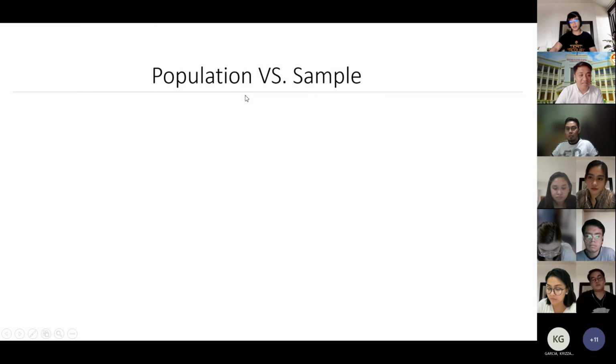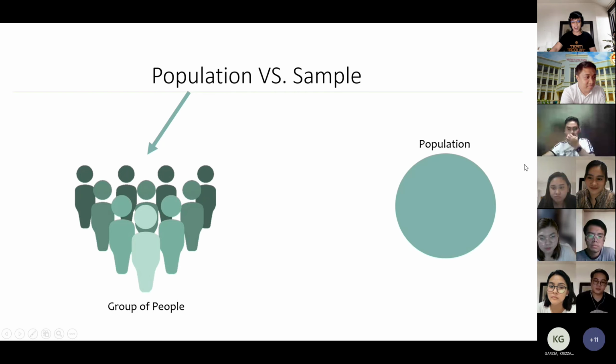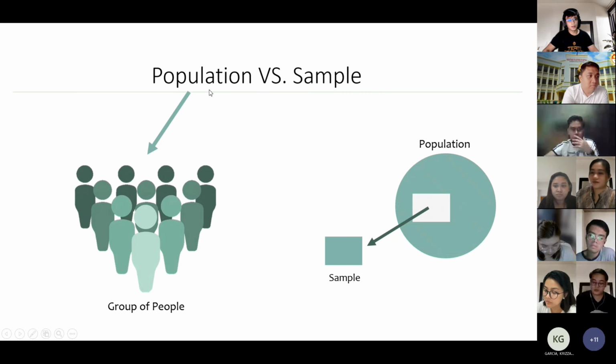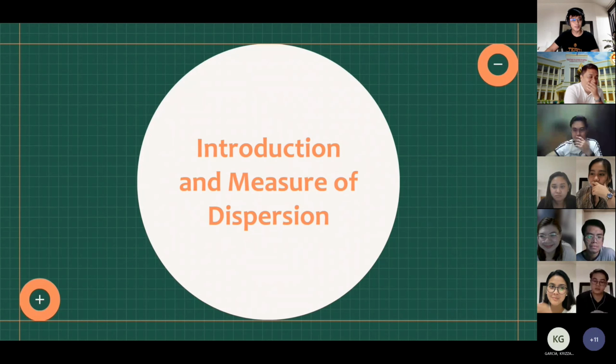So for us to better understand our discussion for today, let us know first the difference between population and sample. When we say population, the first thing that comes up in our mind is, syempre, a group of people. Am I right, po? Good. Now let's say this circle is our population. If we take some portion of it, that is what we call the sample. So meaning, a sample is only a part of the population. Are you with me here, po? Okay, now let's proceed to the introduction and measure of dispersion.